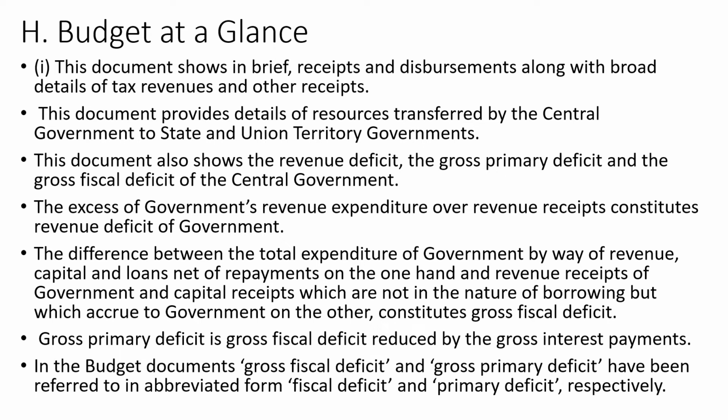Gross primary deficit is also there for a country like India. The budget at a glance would discuss that too. It is the gross fiscal deficit reduced by the gross interest payments. In the case of fiscal deficit, we have to understand that the total borrowing of the country is much more than the total receipts. So in the budget documents, gross fiscal deficit and gross primary deficit are considered with greater importance.